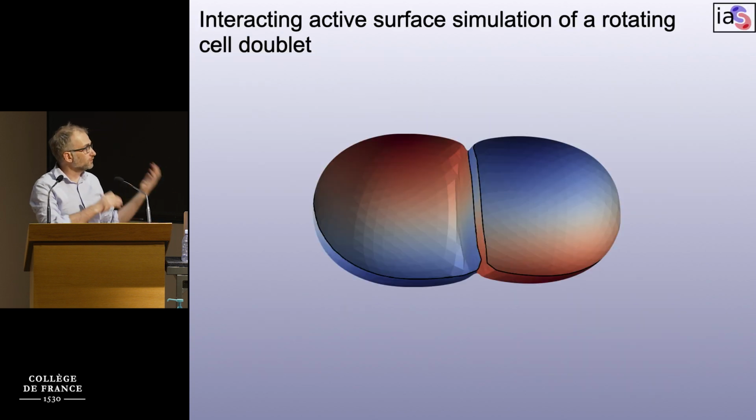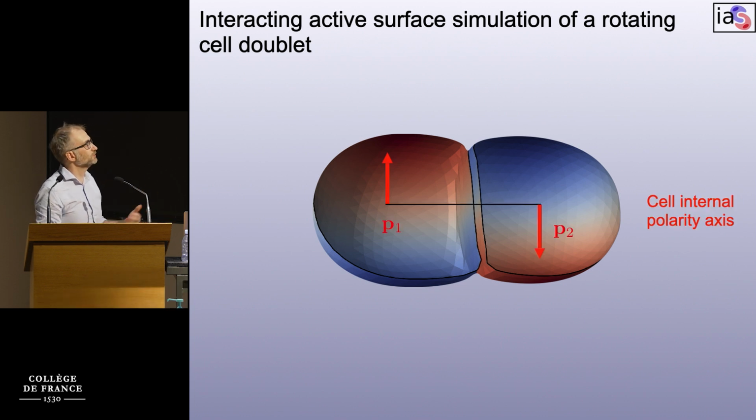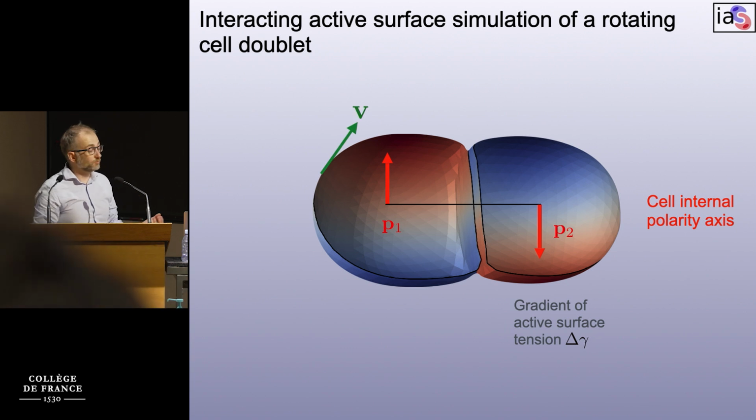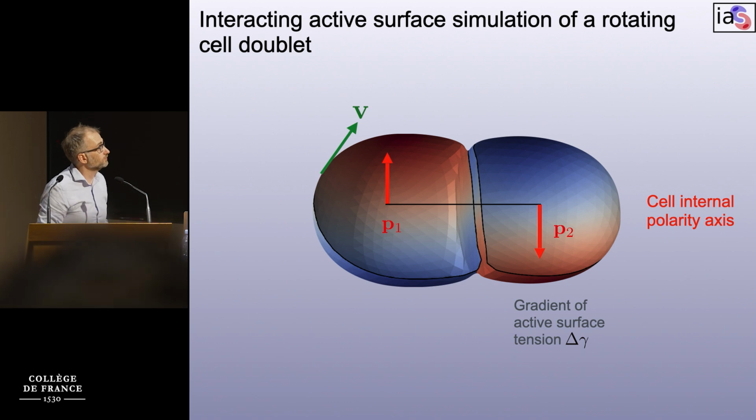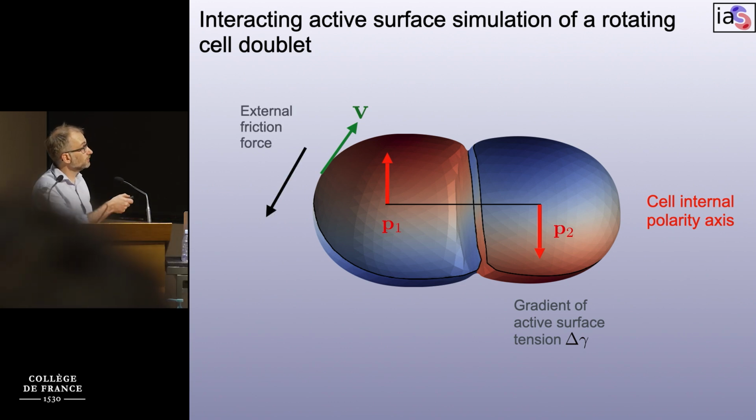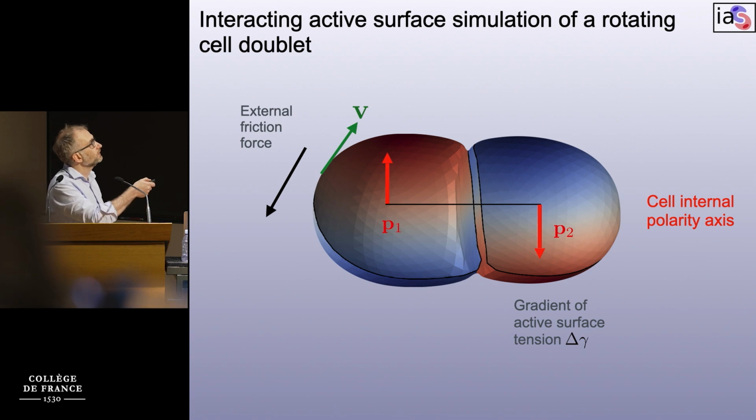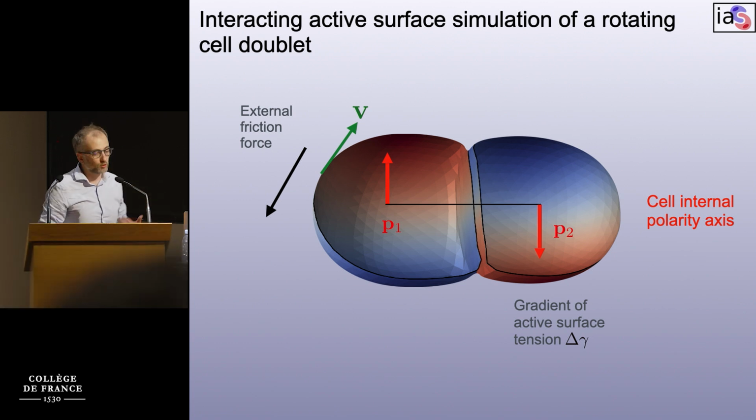So knowing this, we said, okay, we are going to come back to this interacting active surface model, and now we are going to take the doublet we had initially, but we will add this polarity axis, which is going to create a gradient of active tension. Okay, so there is a gradient of active surface tension, which is higher here and here. Then when we solve our equation, we will find a cortical flow, a velocity on the cell surface. This doublet is embedded in a matrix gel, so we assume that there is an external friction force that opposes the velocity, and we can see what happens.